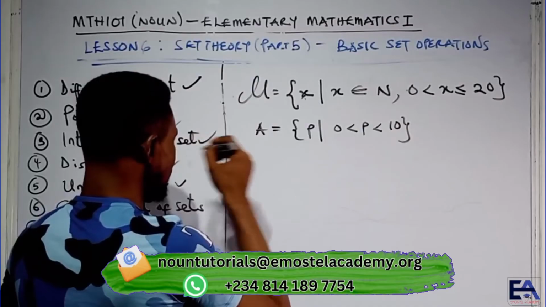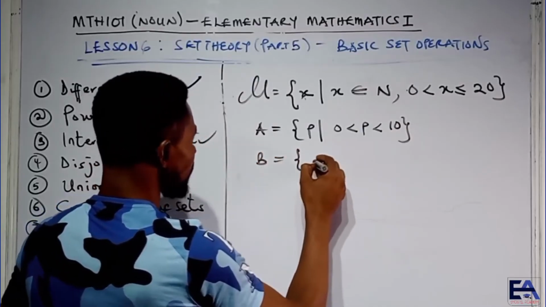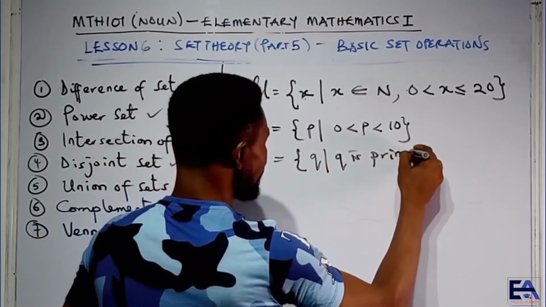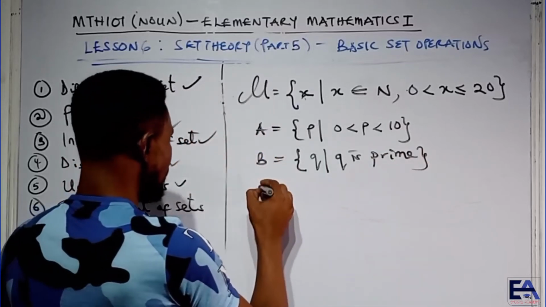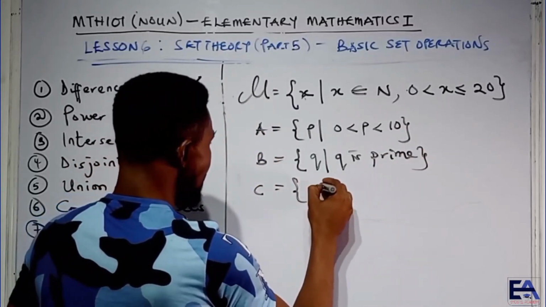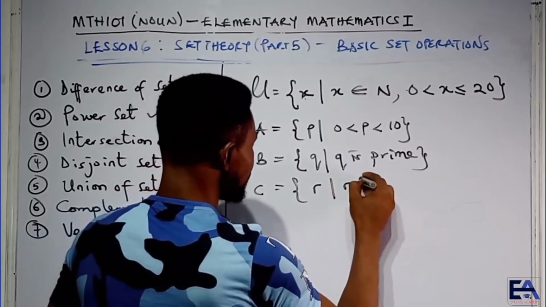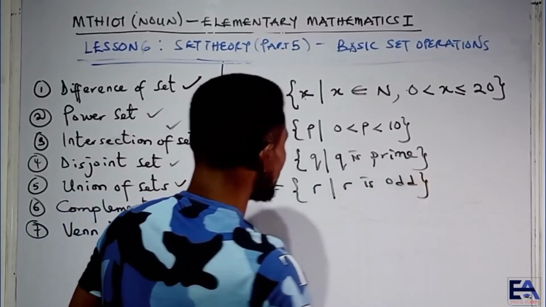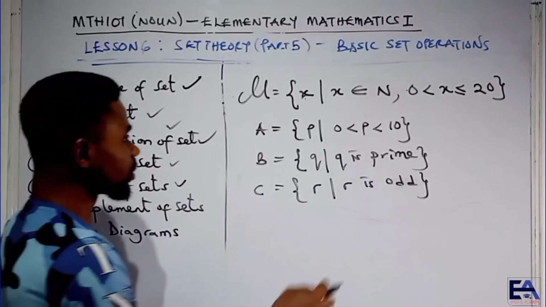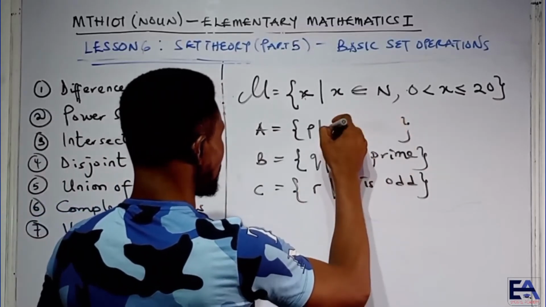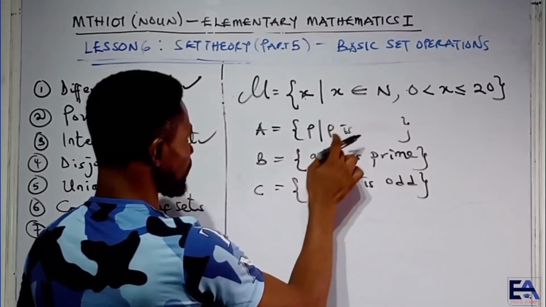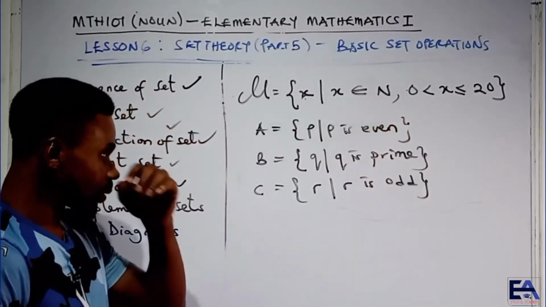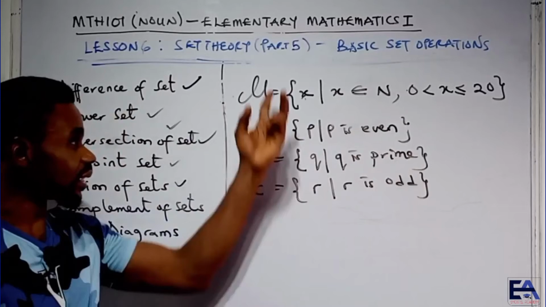All right, and then let's say B is a set of Q such that Q is prime. All right, and then C is a set of R such that R is odd. Let me change this first example: A is a set of P such that P is even. Okay, good. Now, we have been given 3 sets under the universal set.